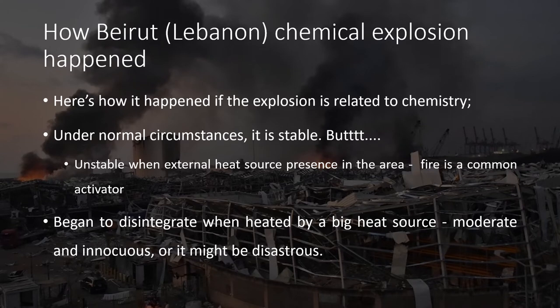If the explosion is related to chemistry, here is how it happened. It is stable under normal conditions, but you can do things to it that will cause it to misbehave. The main trigger is an external heat source like fire. And fire is a frequent trigger. It is the heat of the fire that warms up the ammonium nitrate that can become a problem.